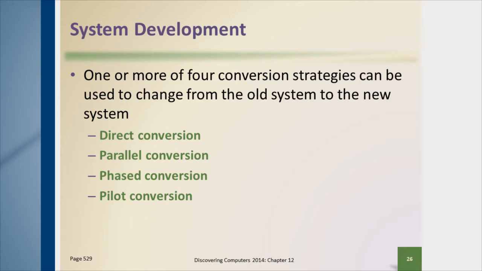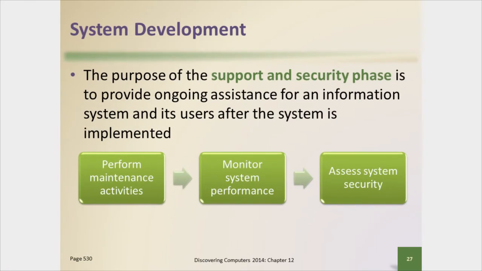We can have a phased conversion, or we can have a pilot conversion. A phased conversion may be where we pick certain areas of the organization to start to implement the new system, and we phase it through the organization. We can also do a pilot conversion where we only do parts of the program. So there are different approaches that we can take to converting over to a new system.